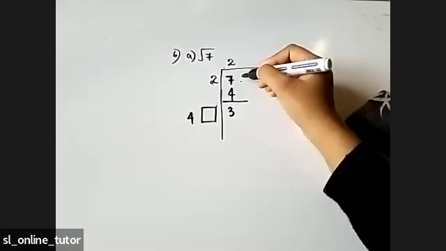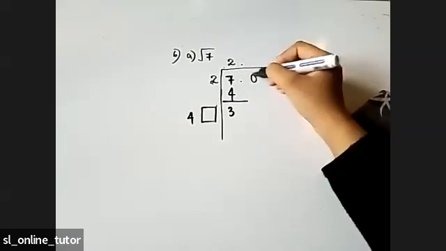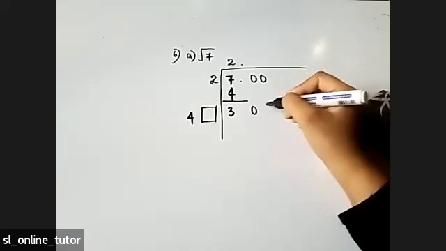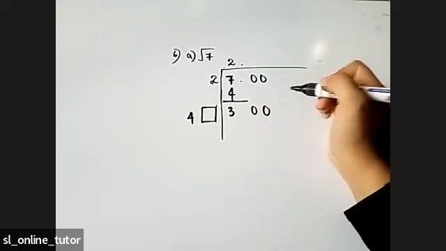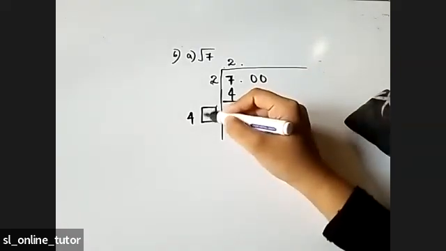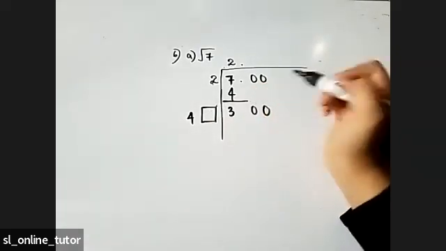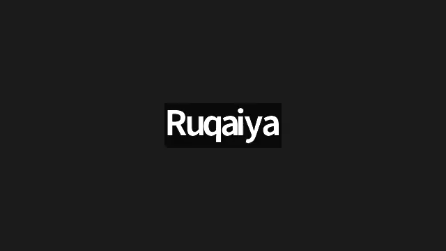Bring 2 zeros. Yes, we have to bring 2 zeros, so keep a decimal point. Bring 2 zeros down. Now you get 300. What is the value suitable here to get 300? 6. Somebody is telling 6. We'll put it and see.